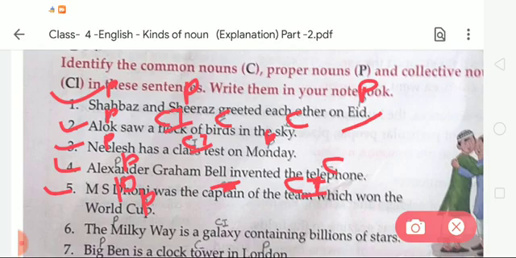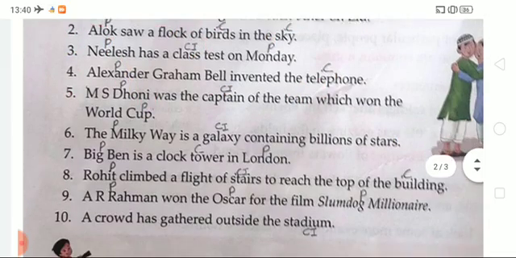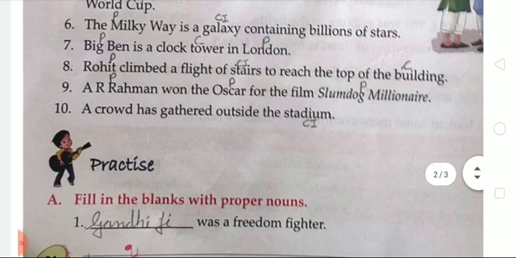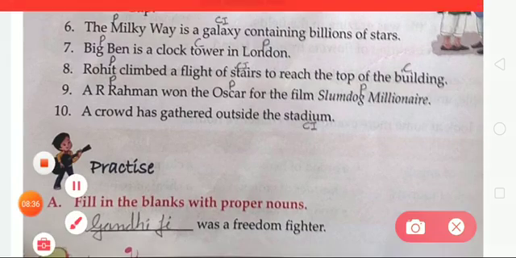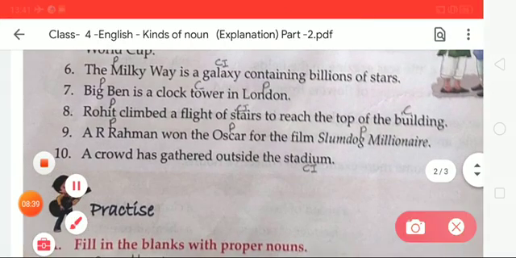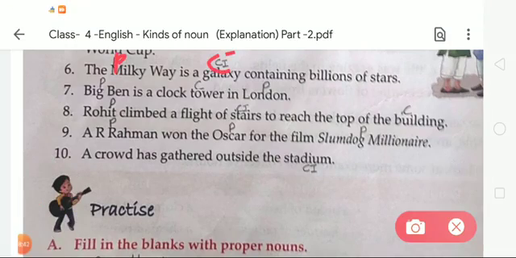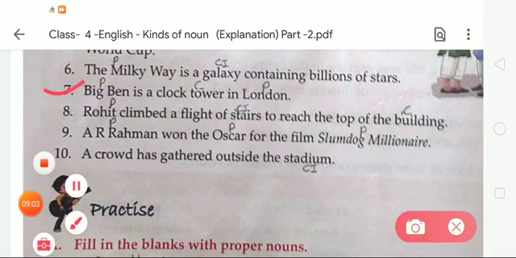Like this we have to complete this. Now moving to number 6: The Milky Way is a galaxy containing billions of stars. Student, the Milky Way is an example of a proper noun, so we write P here. Galaxy is CI, and star is a common noun, so we write C here. Now number 7: Big Ben is a clock tower in London. Big Ben is a proper noun, so we write P here. Tower is a common noun and London is a proper noun. Here we write P, here C, and here P.